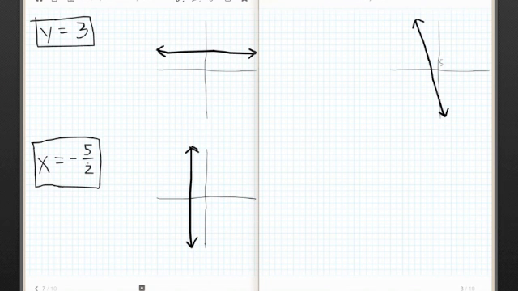It seems a little bit backwards. But if you think about it, it makes sense because you just look at whatever is always staying the same. In a vertical line, the x is always the same. In a horizontal line, the y value is always the same.